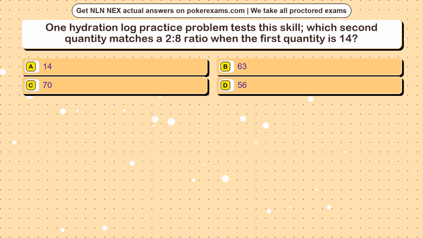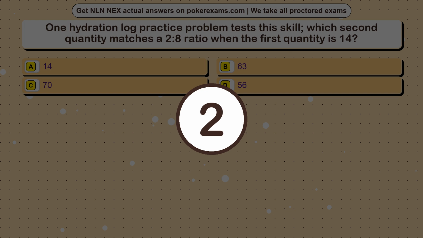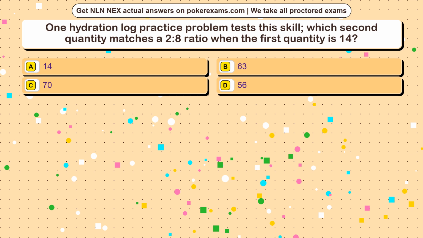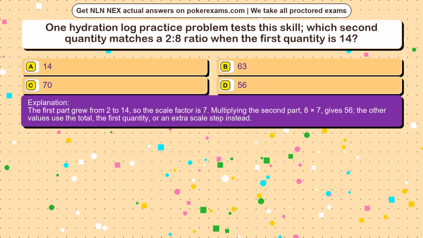Question 11. One hydration log practice problem tests this skill. Which second quantity matches a 2:8 ratio when the first quantity is 14? Option A. 14. Option B. 63. Option C. 70. Option D. 56. The correct answer is option D. The first part grew from 2 to 14, so the scale factor is 7. Multiplying the second part, 8 times 7, gives 56. The other values use the total, the first quantity, or an extra scale step instead.